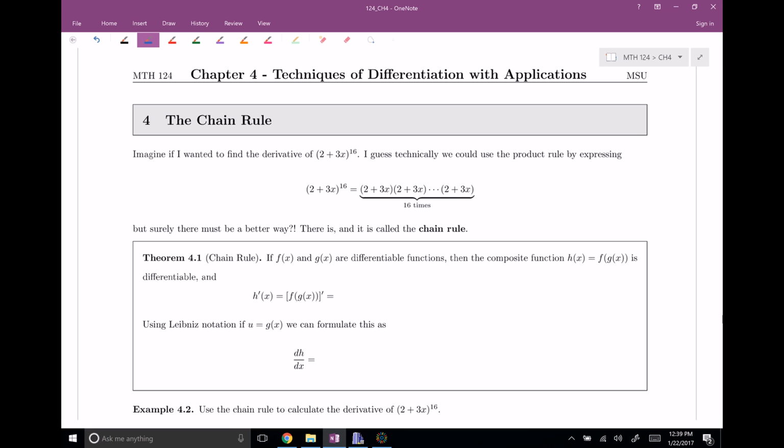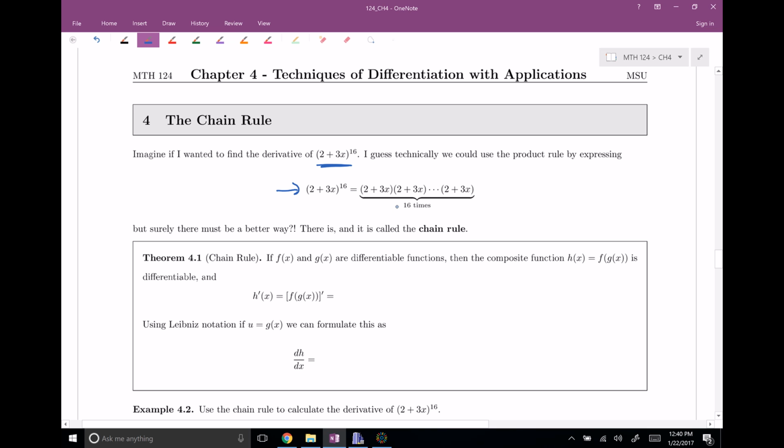In order to inspire why we want this chain rule, I want to imagine really quick if we wanted to take the derivative of this function right here, this 2 plus 3x, all of it being raised to the 16th power. If I needed to take the derivative of this, the only thing we have is that we could represent this 2 plus 3x raised to the 16th as 2 plus 3x times 2 plus 3x times 2 plus 3x over and over and over 16 times, right? 16 of these being multiplied by each other.